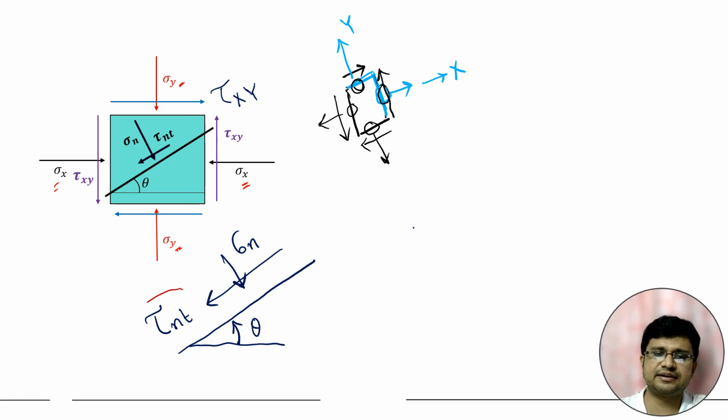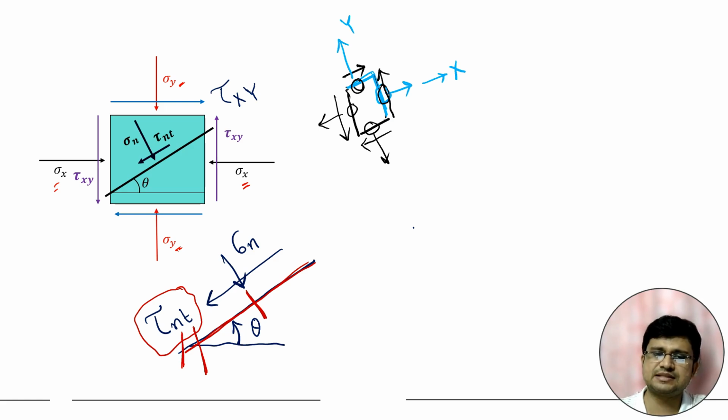Why are we using the term tau nt? N is the normal, t is the tangent. Sigma n is acting in the normal direction of the plane, and the shear stress is acting along the tangential direction. So that's why we say this is tau nt. The first letter refers to the plane normal, and the second is the direction: the shear stress acts along the tangent.